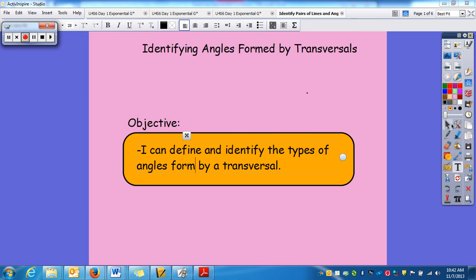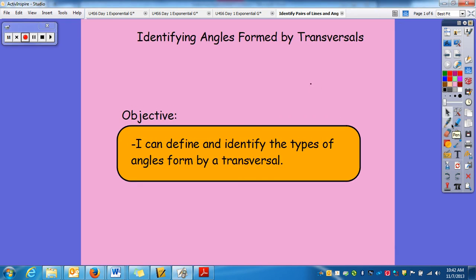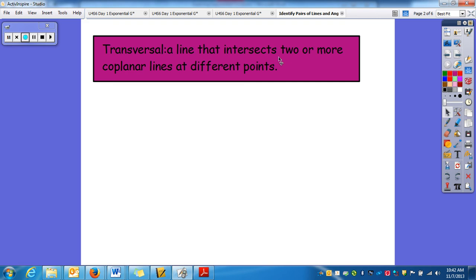In this video, you are going to learn how to identify angles formed from a transversal, which is your objective: that you be able to define and identify these angles. We're going to be using these angles over and over again during this unit, so knowing the names is super important. So what is a transversal?